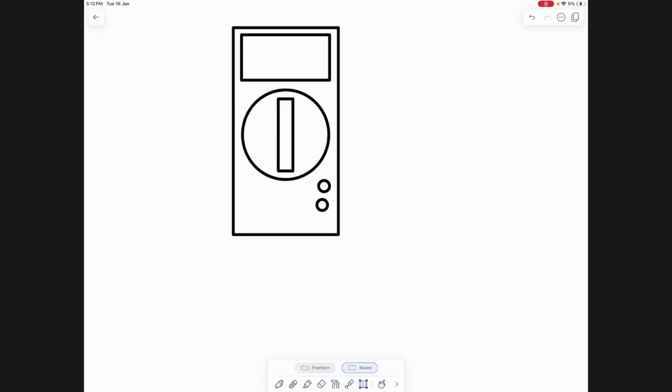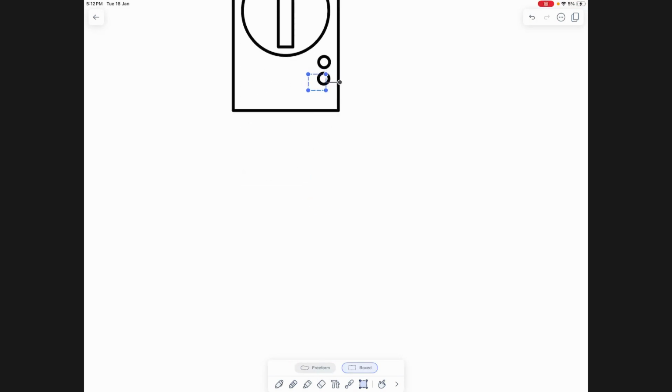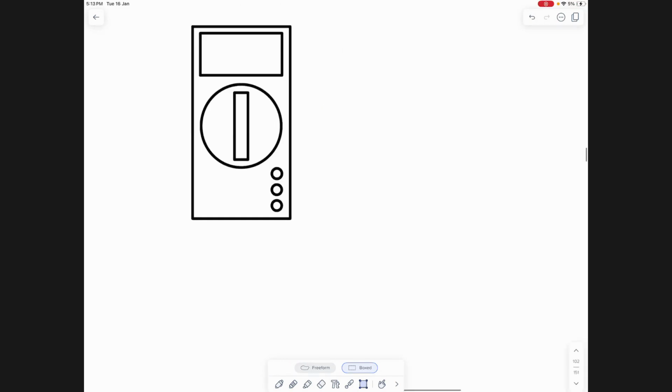Let me explain which of the three connections you have to use. Do you know where the black wire should go?